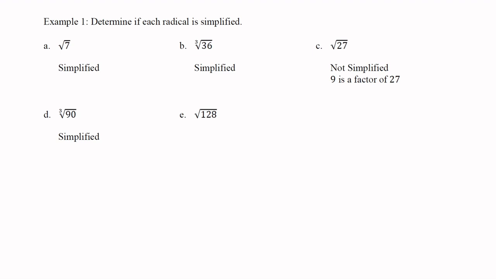For the square root of 128, well, we know that 4 will go into 128. 16 will go into 128, so that's actually a perfect square that's bigger. So it is not simplified because if we continue on, 64 is actually the largest factor that's a perfect square that is a factor of 128. But regardless, we know it's not simplified. For f, we have the cube root of 12x to the 6th. So it is not simplified because x to the 3rd is a factor of x to the 6th.